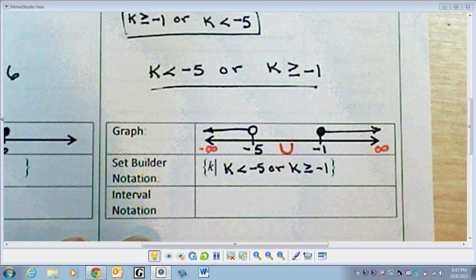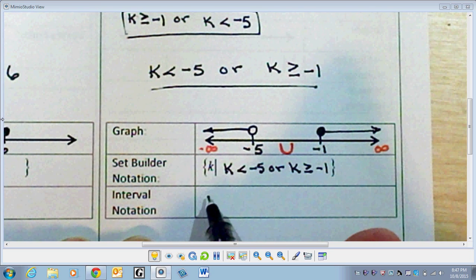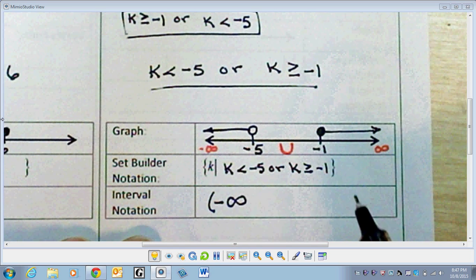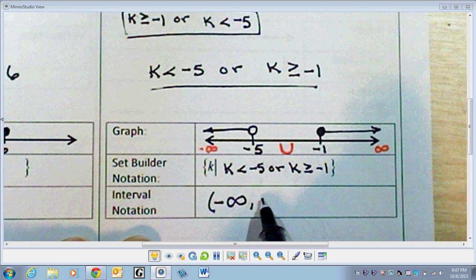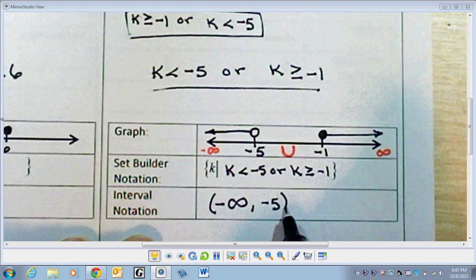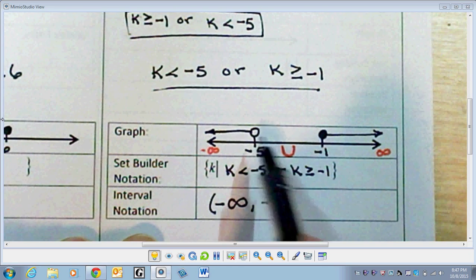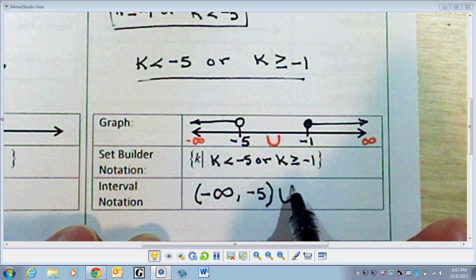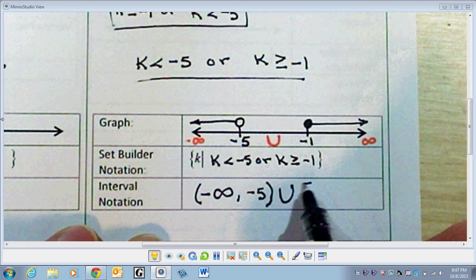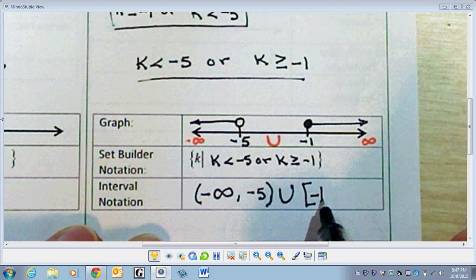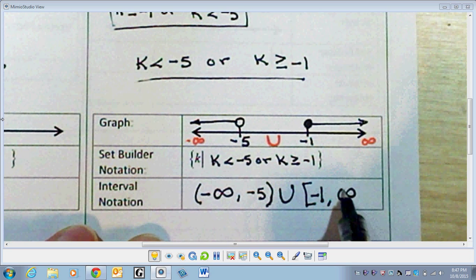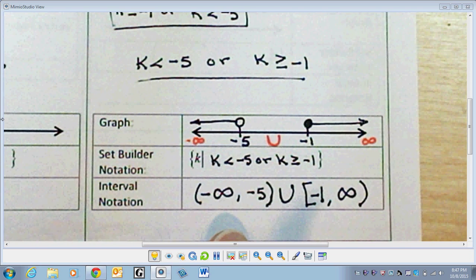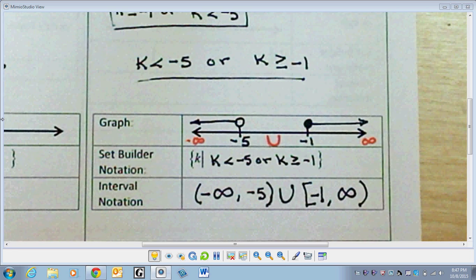So that means when I go to write this in interval notation, I start at -infinity, but never touch it. I'm going to go all the way up to -5, but I can never be it. I can never get there. It doesn't equal. Or I'm going to start at exactly -1, and I'm going to go all the way to infinity. So that's how we write it in interval notation. So that takes care of those two problems.